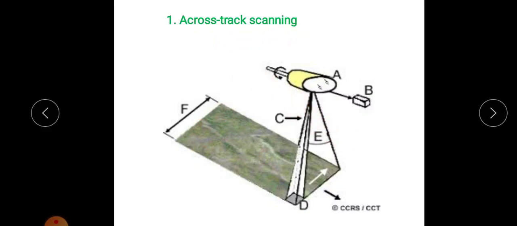In the case of across track scanning, the sensor is moving in this direction, and while it is moving in this direction, it will take the Earth surface feature perpendicular to the direction of motion. So it is taking the features like this. When the sensor is moving in this direction, it will take the portions or features along this direction. That is the across track direction, so it is known as across track direction. The sensor is moving in this direction, but we are taking the data along this direction.